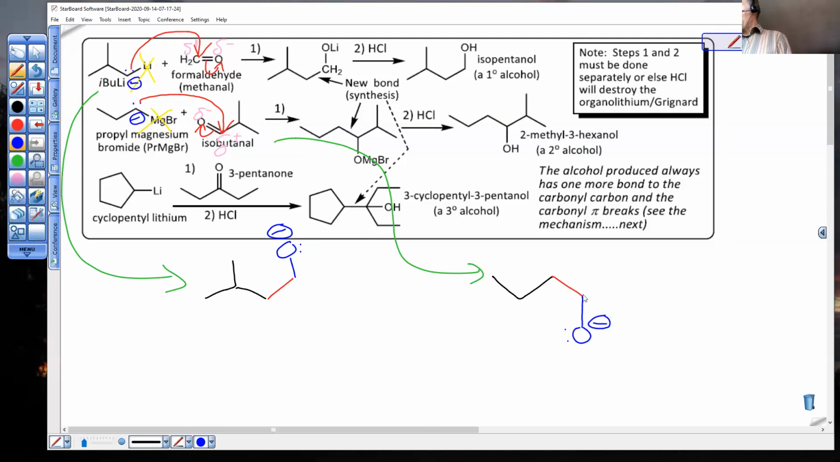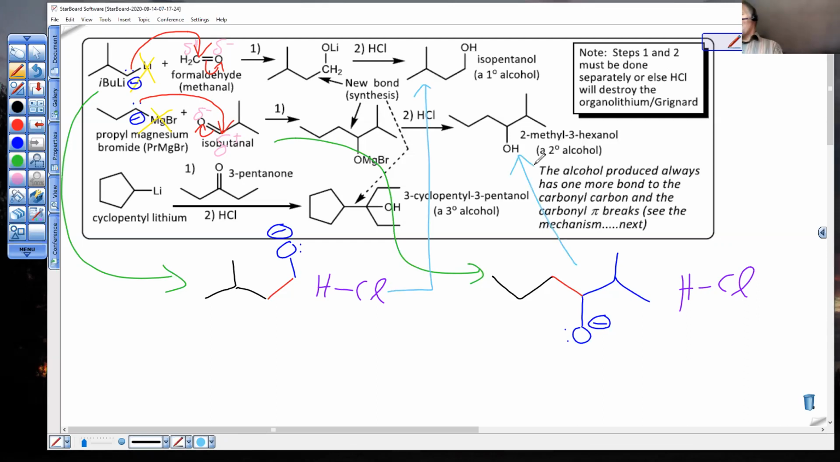Oh, sorry. There. So that looks similar to this. This looks similar to this. In fact, they're identical. I just crossed off the spectator. And what we get is step 2, HCl. And we're going to go to isopentanol, and this one, let's use a different color. And this one's going to go to this.